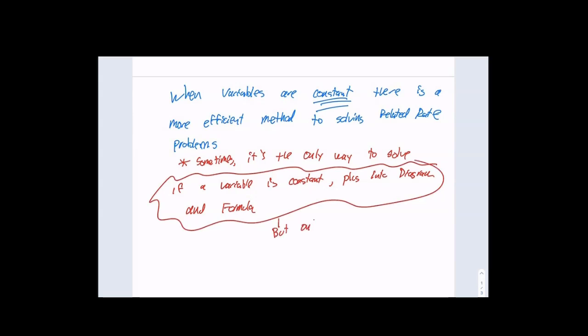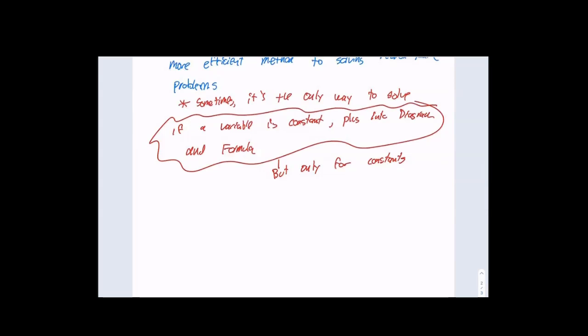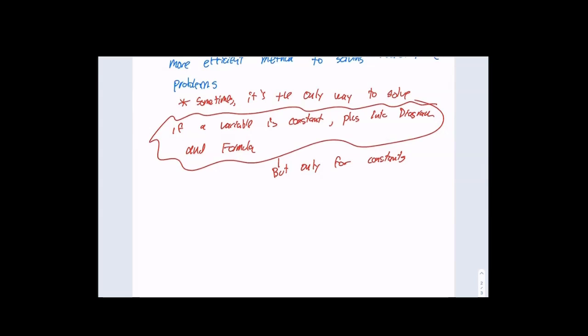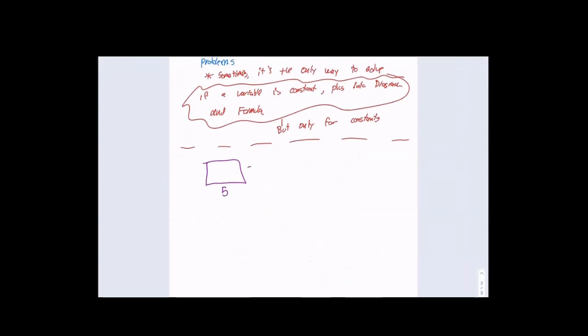But only for constants. One of the mistakes that students make when they label their diagram is that they put the actual values into the diagram. So, for example, back to this previous example, when we drew this as X and Y, some people will do 5 and 3, like this. That's bad. You don't want to do it like that, because that's saying that it's always 5 and that it's always 3. So that's not true.